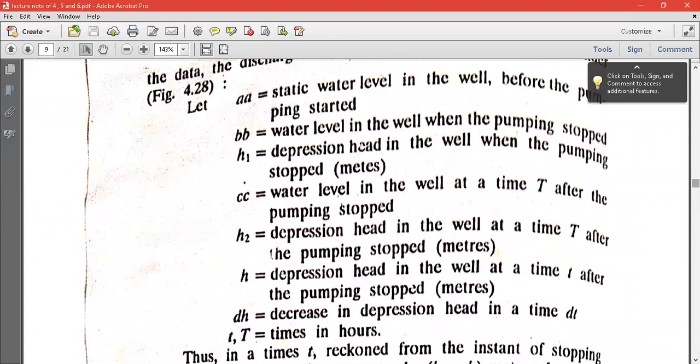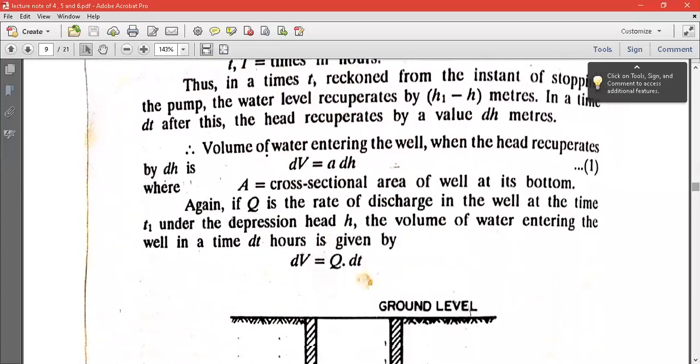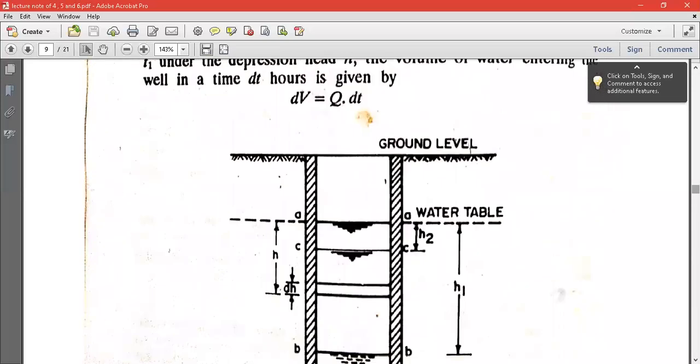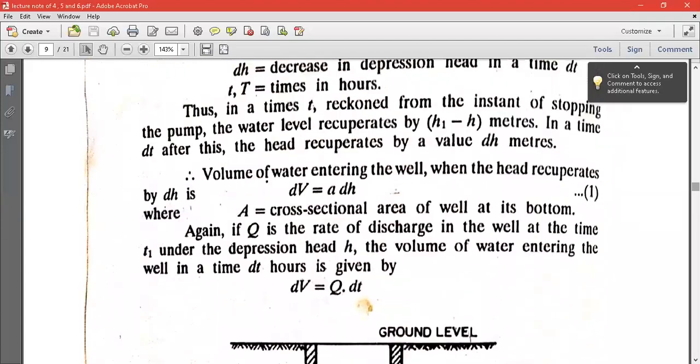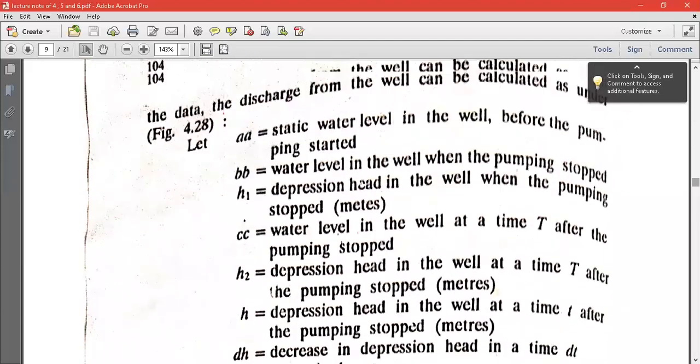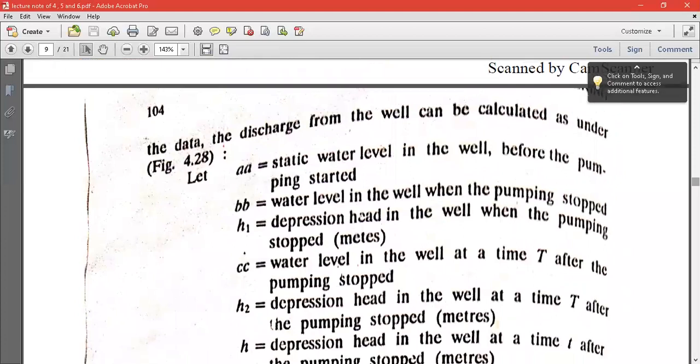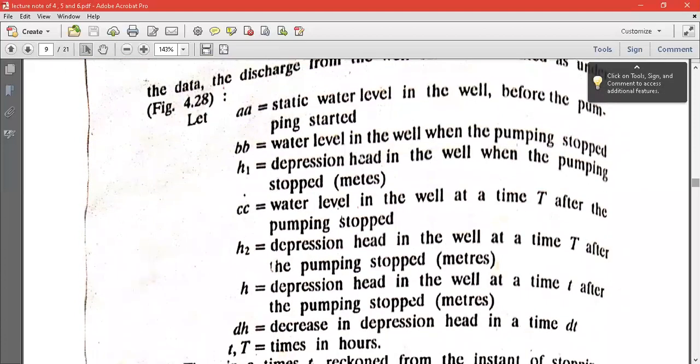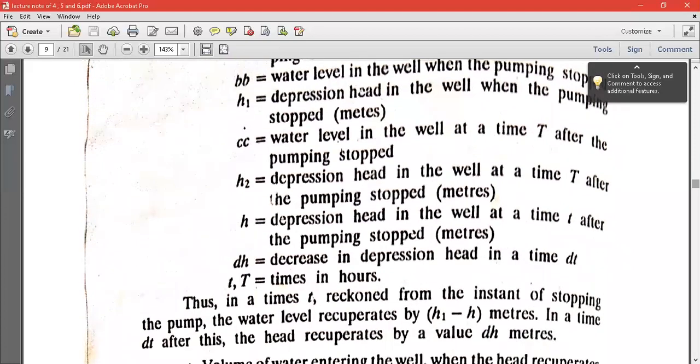And the corresponding depression head H2 gives the depression head in the well at time T after the pumping stopped. That means H2 gives the level from the top, the initial water level, to the CC level. Then what is h? h is the depression head in the well at a time small t after the pumping is stopped, corresponding to the decreased depression head, that is dh, at a time dt.